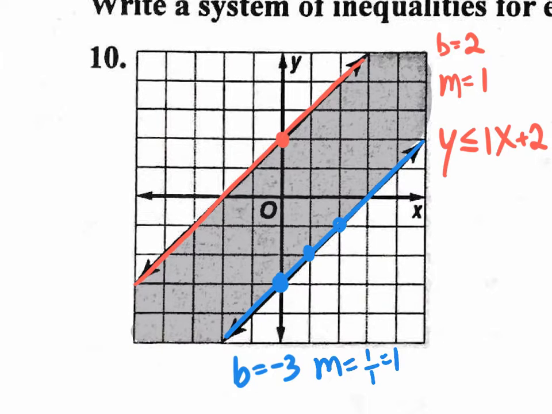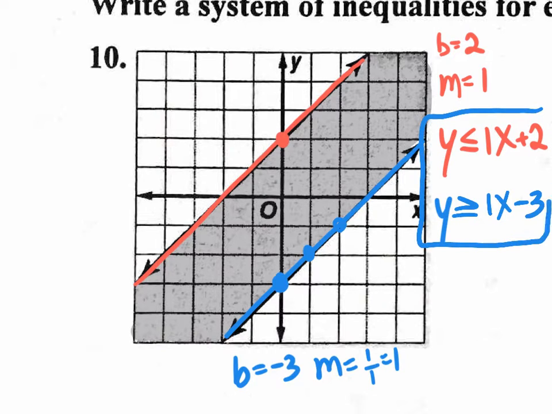So let's write an inequality for this blue one. You're going to put y equals mx plus b, but instead of the equals, it's an inequality. Is it above or below? It's above. So what symbol am I putting? Greater than or equal to, because it is solid. And now the mx plus b, it's just a 1x minus 3. So this is your system of inequalities.